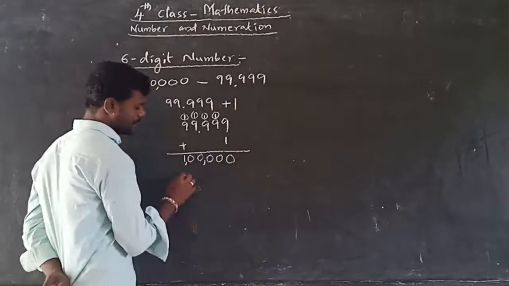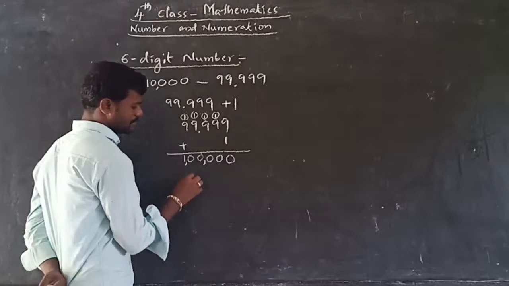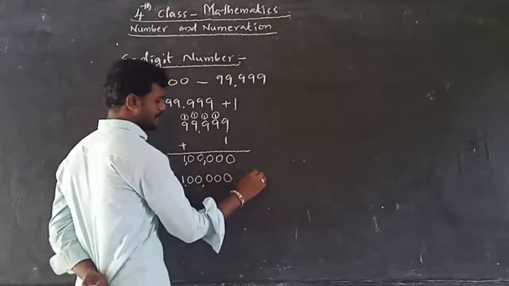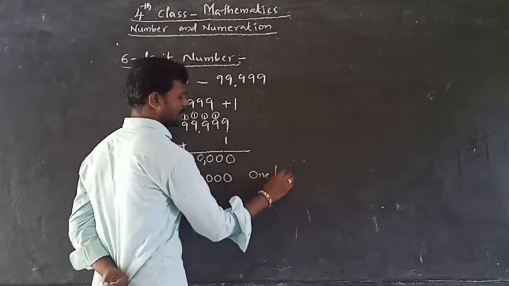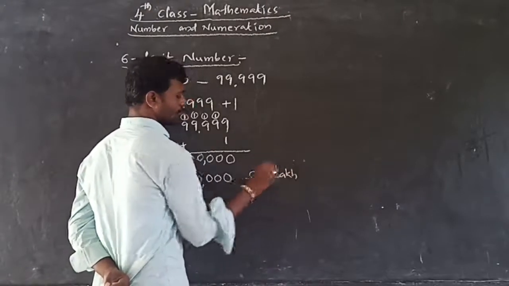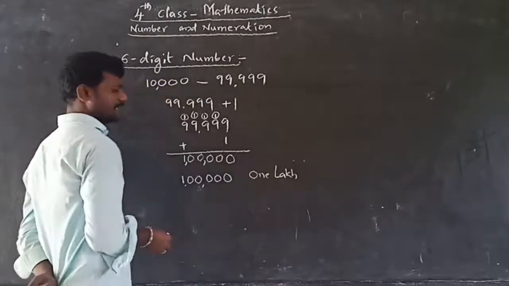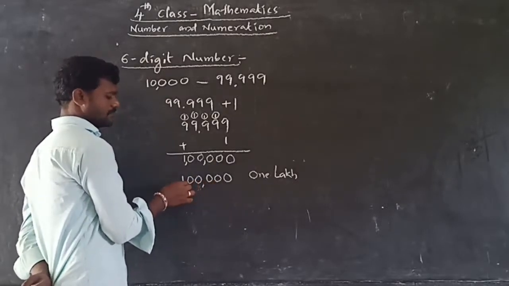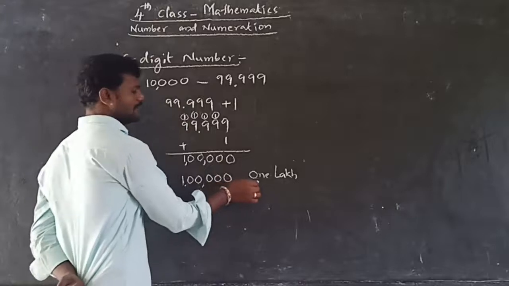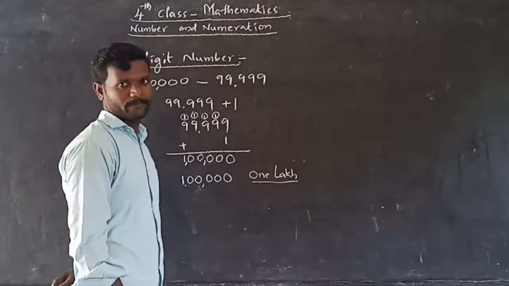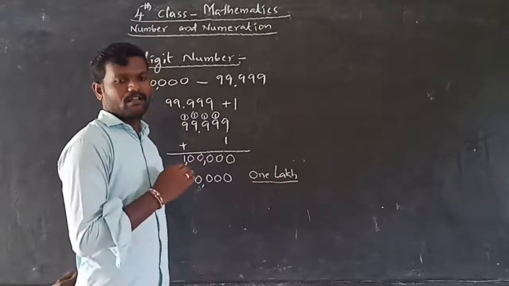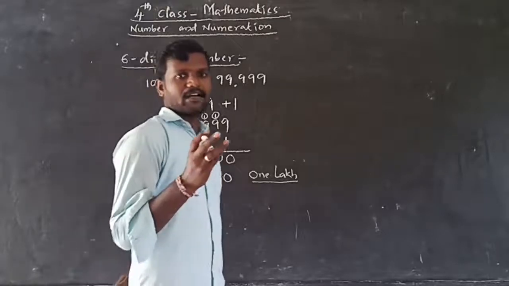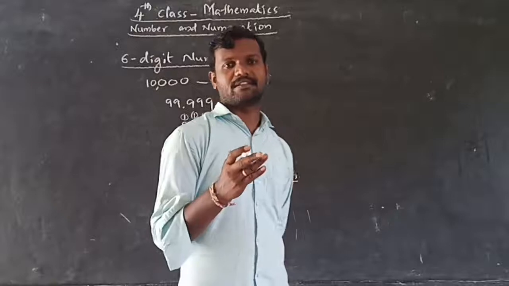So now we got a number. What is that? 1, 0, 0, 0, 0, 0. This is called 1 lakh. So how many digits does it consist of? 1, 2, 3, 4, 5, 6. So this is the 6-digit number, and it is called 1 lakh.